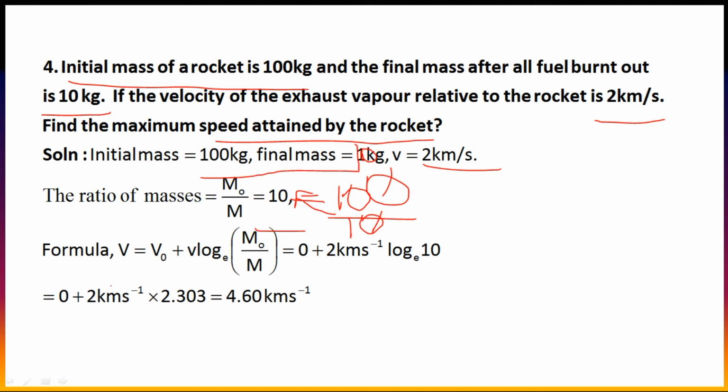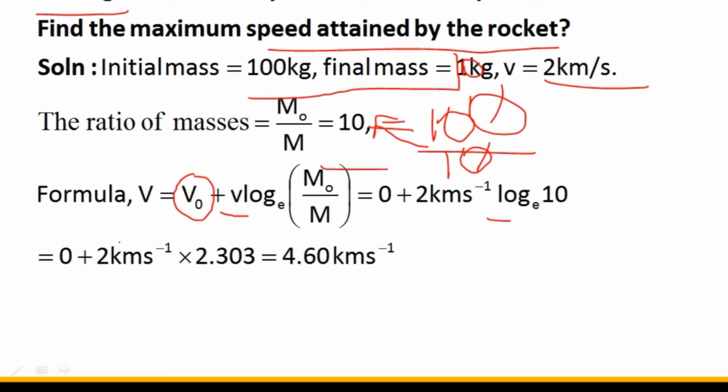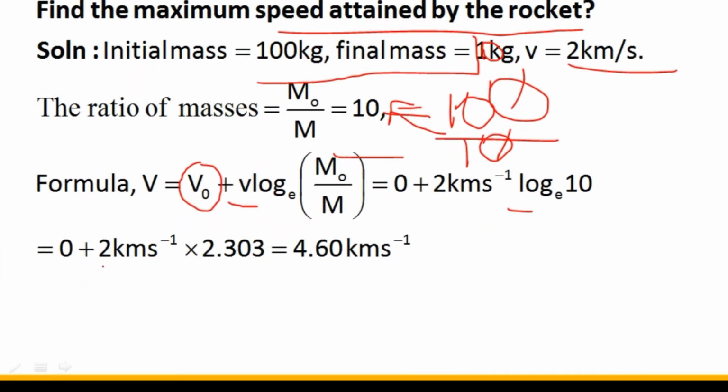Now the final velocity of the rocket is equal to v naught plus v relative into log m naught by m. The initial velocity is considered as 0, and the relative velocity is given as 2 km per second. Log 10 is 1, and then we can convert this log e into 2.303, so we will get 2 into 2.303, which is equal to 4.6 km per second.